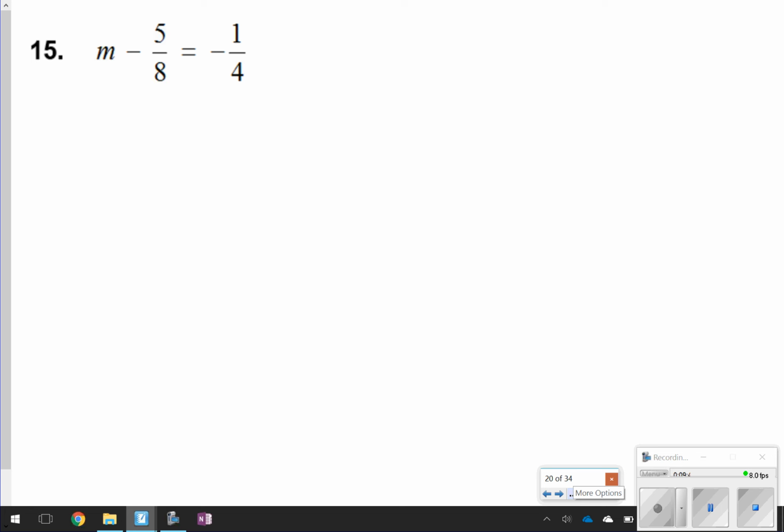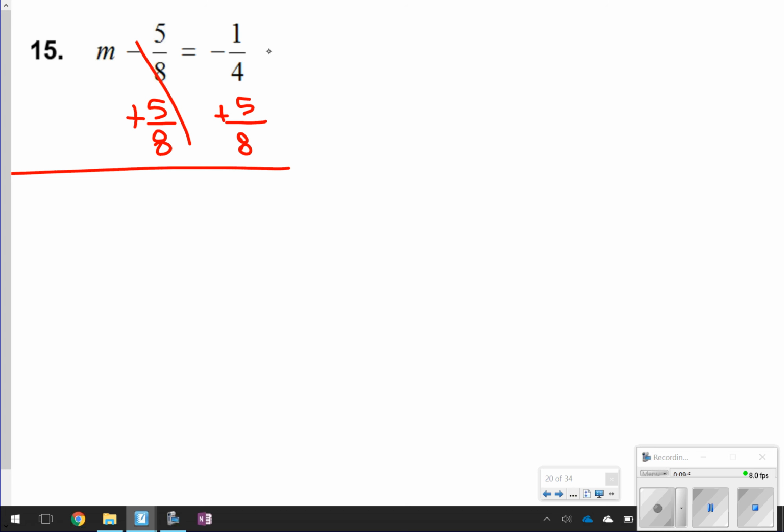Number 15, I have to add 5/8 here to solve. I'm not going to be adding though, because I have a negative 1/4 and a positive 5/8. So I need to probably subtract those because they're different signs.